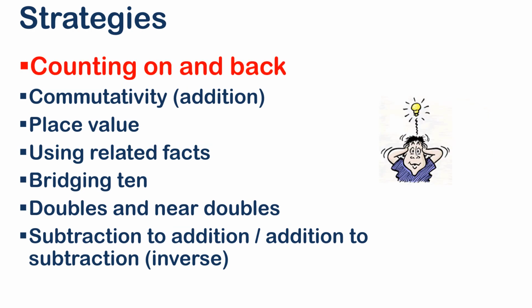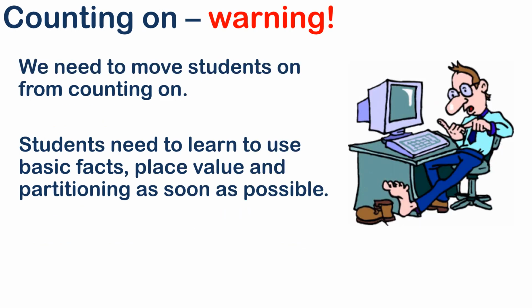So the first one is counting on and back. And we need to move students from just counting on. So when we have little kids and we've got some beads out there, we get the kids to start at 1, move the bead over to, it's called a one-to-one correspondence. There's 5 counting principles, which we'll go through a bit later. But basically, it's not just always about counting on.